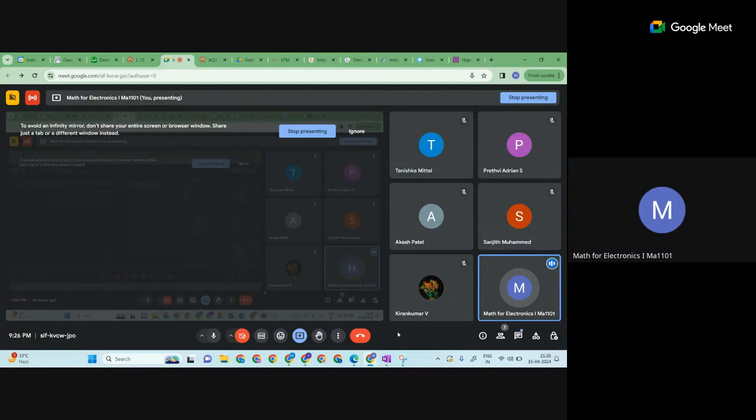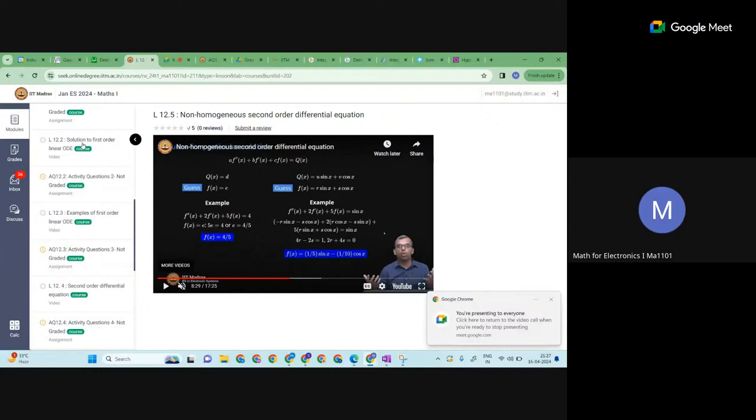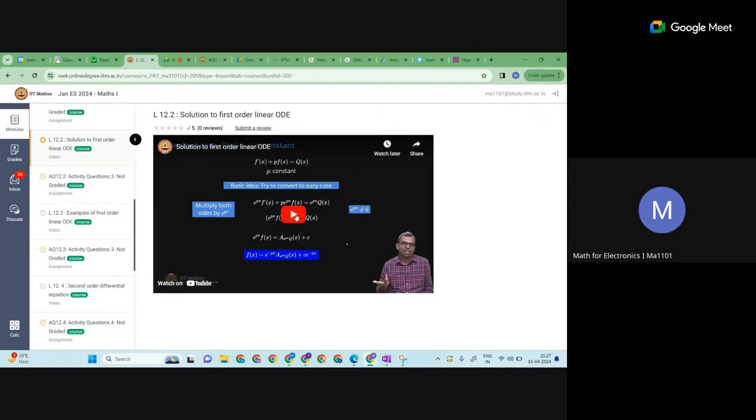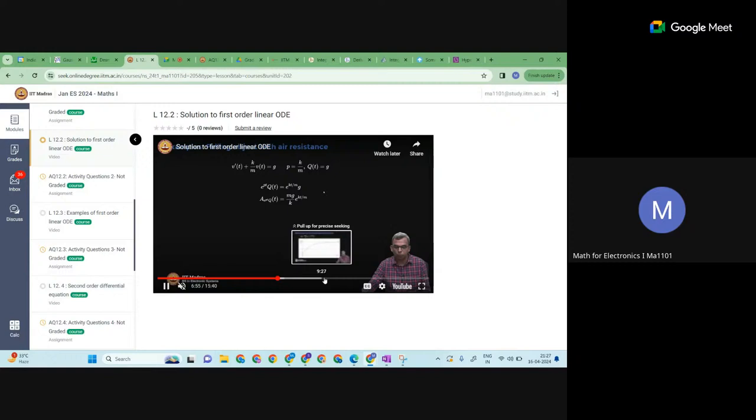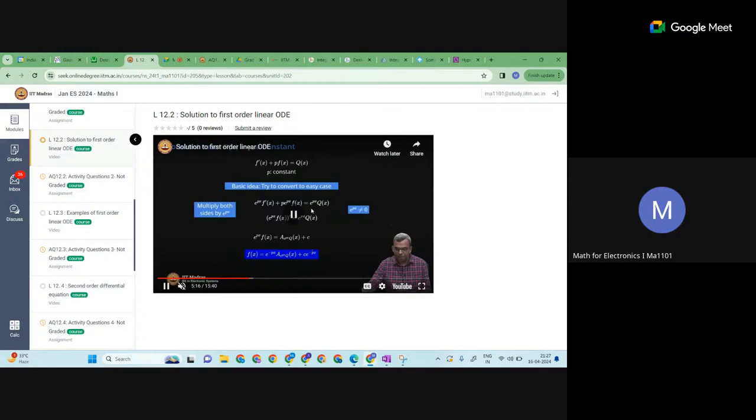The first order one, as we just discussed, is the anti-derivative way. What is that? Here is a simple first order example. If it is a homogeneous case or non-homogeneous case, in both cases, let me write that. First order is the easier one.